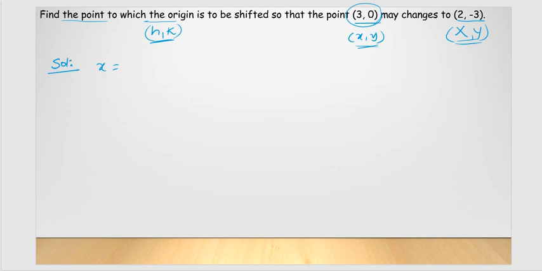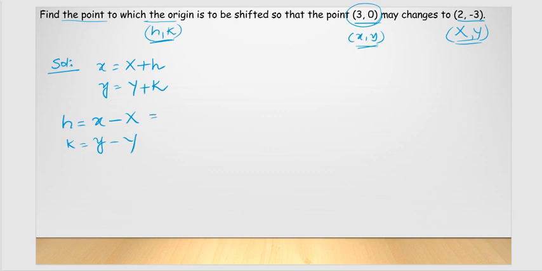Small x is equal to capital X plus h. Small y is equal to capital Y plus k. First write down this formula, and after that you can transpose based on what is needed. From this, h is equal to small x minus capital X, k is equal to small y minus capital Y.